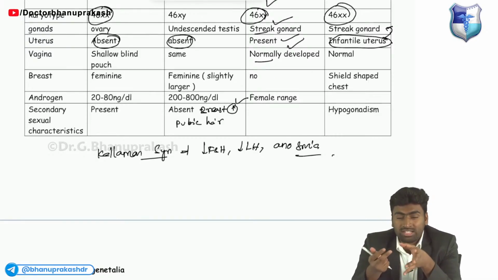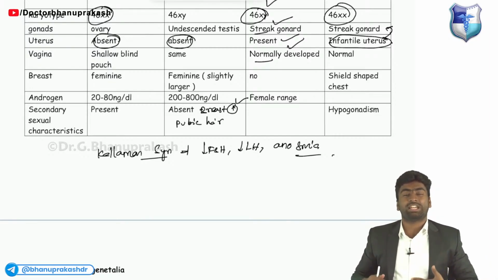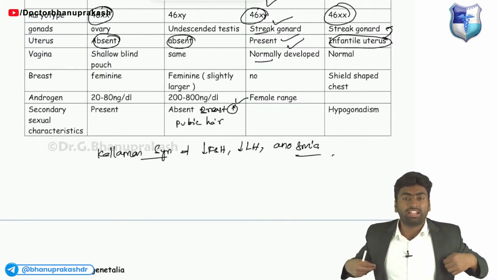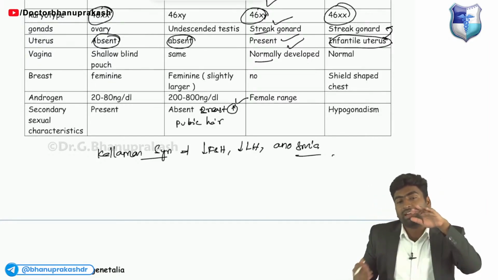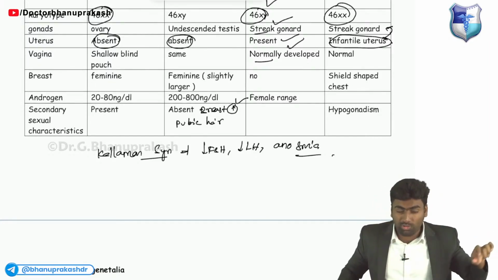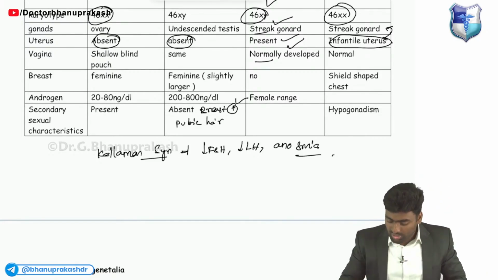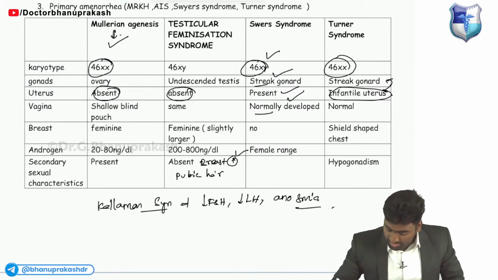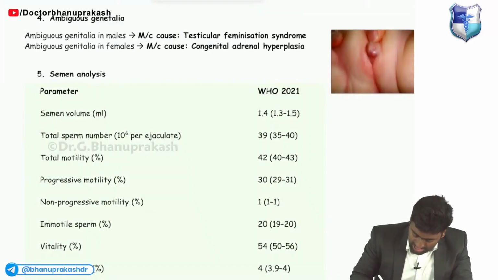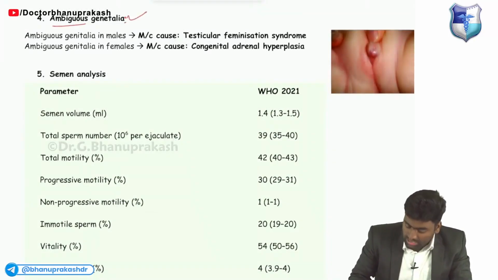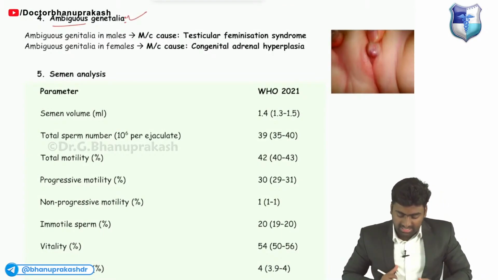Whereas in the case of Turner syndrome, there will be a shield-shaped chest along with widely placed nipples, and they will have short stature and streaky ovaries, 45XO chromosome. 45XO, Turner it is. Next one, it is ambiguous genitalia. Okay, that should be there.